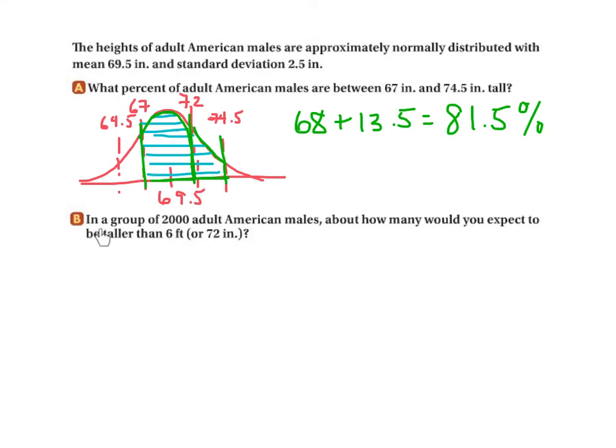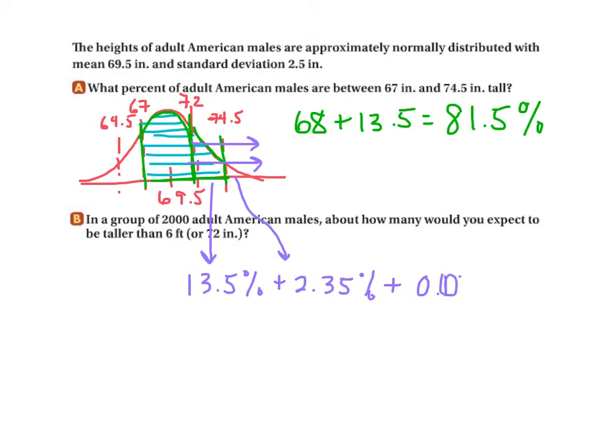Let's take it a step further. In a group of 2,000 adult American males, about how many would you expect to be taller than 6 feet tall? Well, in this circumstance, we're talking about everything from here up. If I take all of the sections from there up, this section right here is 13.5%. This section right here is 2.35. And based on the fact that it's 99.7% in the whole rest of the space, each of those side portions, 0.015, is 15 thousandths of a percent.